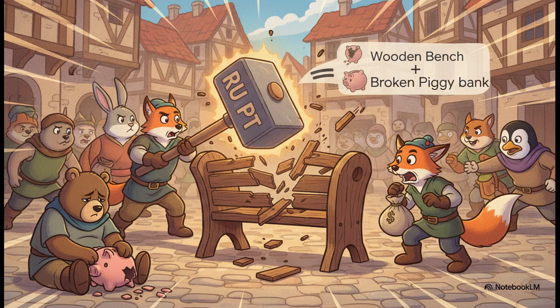Well, in medieval times, money changers did all their business on wooden benches. The Italian word for bench was banca. Now, when a money changer ran out of money and failed financially, the townspeople would literally smash his bench into pieces. His bench was physically broken. Banca plus rupt, bankrupt. Honestly, history gives us the best vocabulary lessons.